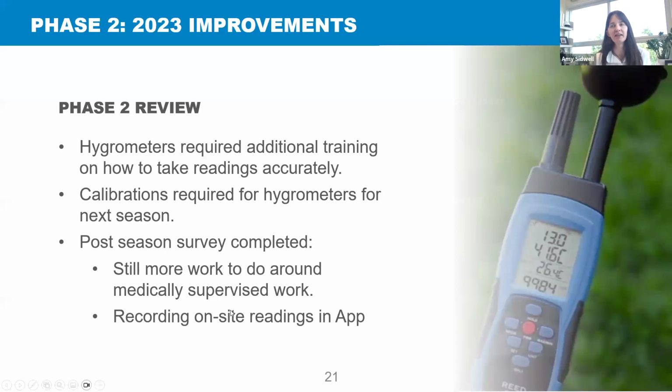And then finally, one of the challenges that we still have with the app is that it doesn't record the on-site readings. So people have to take the measurements, see what the adjusted humidex value is, and then write it down somewhere else. So from that perspective, it's a duplication of work that we're trying to eliminate in future improvements.